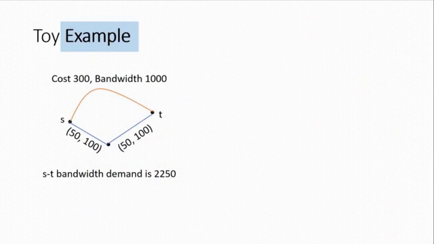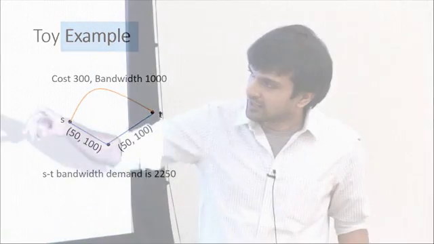So here is a very simple toy example. Let's say there is one source, one sink, and there are 2 edges in this graph. You could directly take an orange cable, which is very high bandwidth, so it's 1000 bandwidth and cost is 300. Or you can take 2 hops using a blue cable, and each of them is 50 units cost, but they give me 100 bandwidth. And let's say the total demand is 2250.